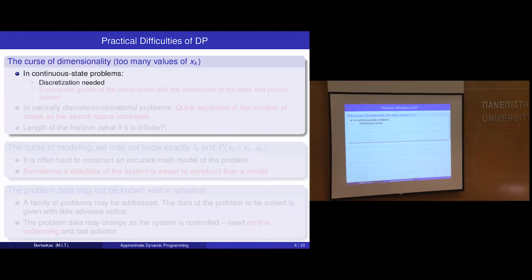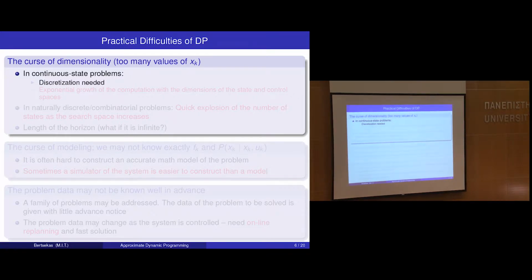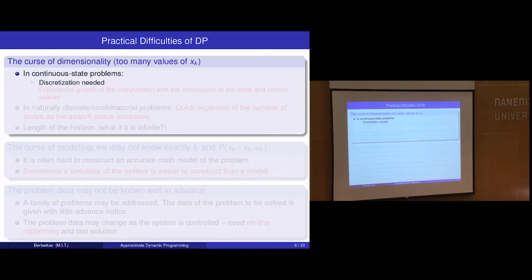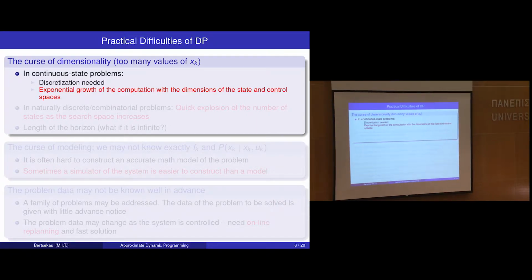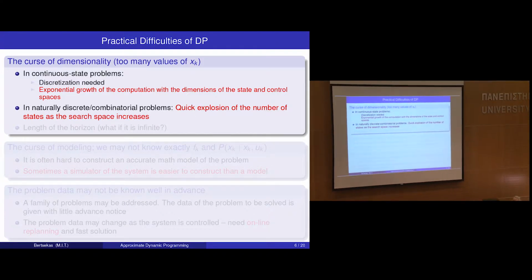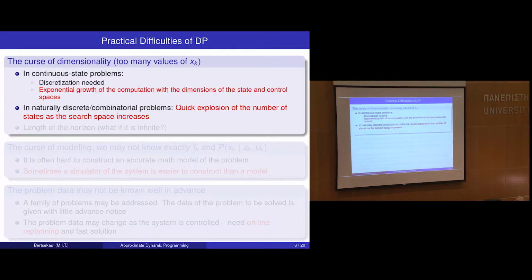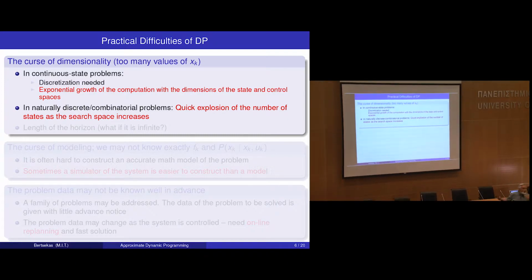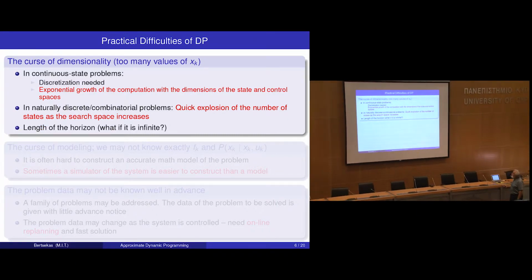And okay, suppose that you have a problem with continuous state with, let's say, n state variables, and we choose 100 discretization points per axis. So the number of states is going to be 100 to the n. There's an exponential explosion of the computation with the dimensions of the state and the control spaces. If the problem is naturally discrete or combinatorial, like the scheduling problem that I have discussed, we have a quick explosion of the number of states as the search space is, as I have mentioned earlier.